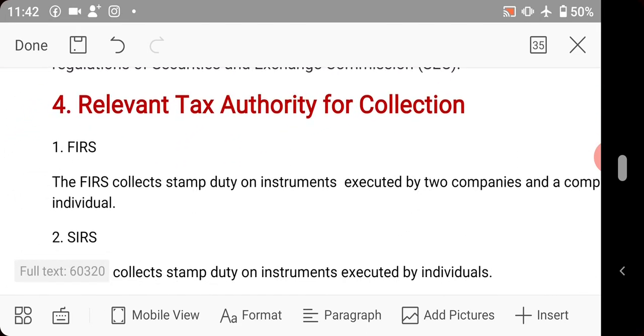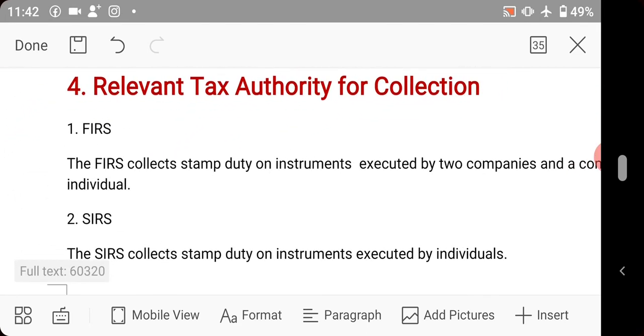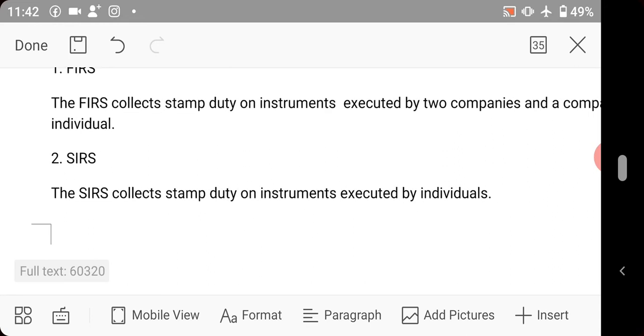So who is the relevant tax authority? The FIRS. What stamp duties will they collect? They will collect stamp duty between companies or companies and individuals, as long as such transactions or documents involve company and individual, FIRS will collect it. If it involves individuals, state Internal Revenue Services will collect it.